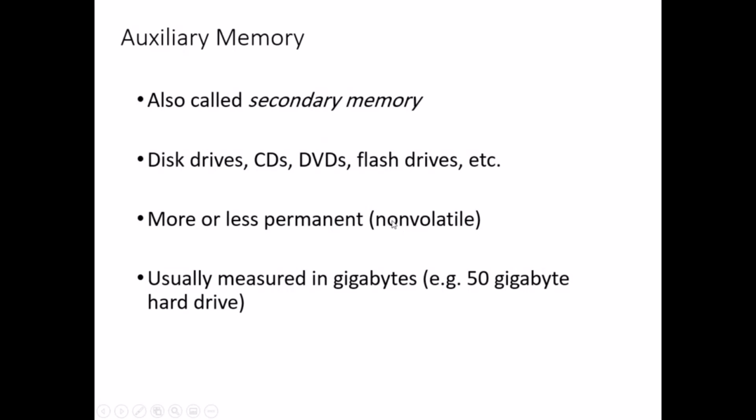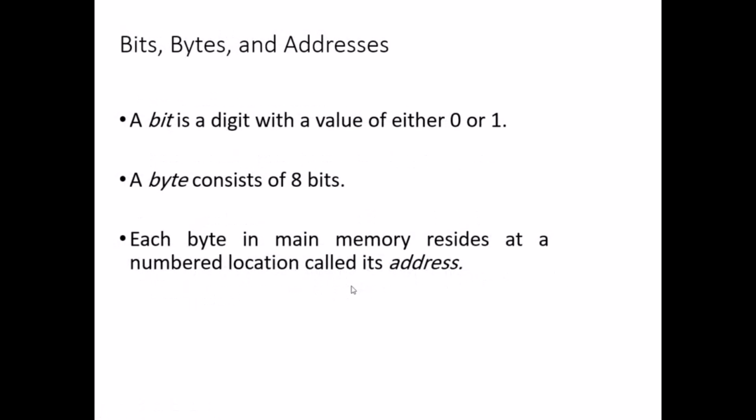When we say non-volatile, it means when you put data in it and you cut the power, the data still stays inside the memory. Volatile means if you cut the power, everything is lost. And they are usually measured in bytes, okay? Gigabytes for large numbers. So what is a byte?